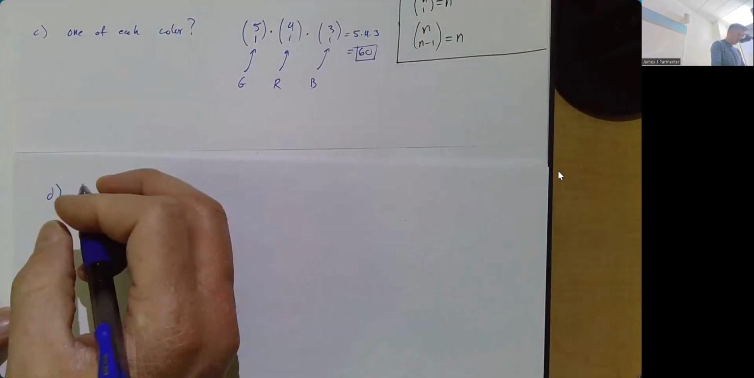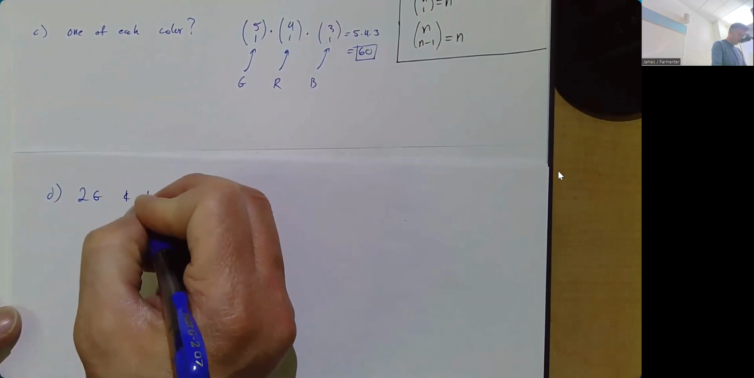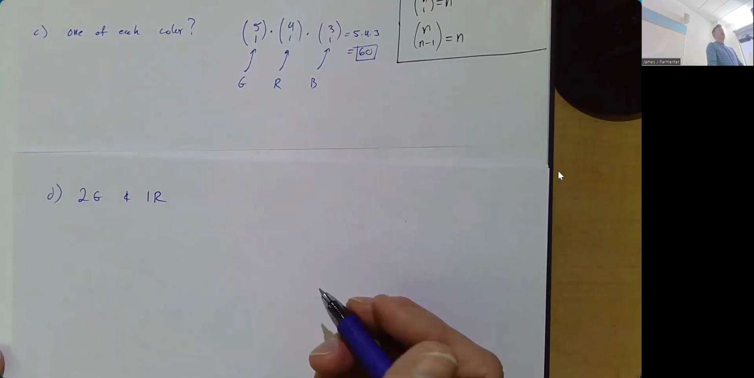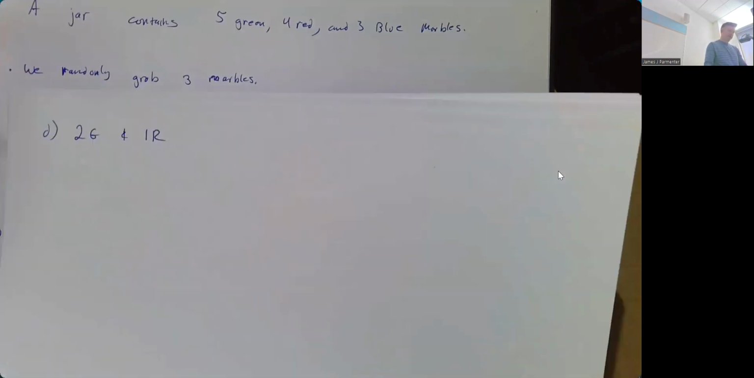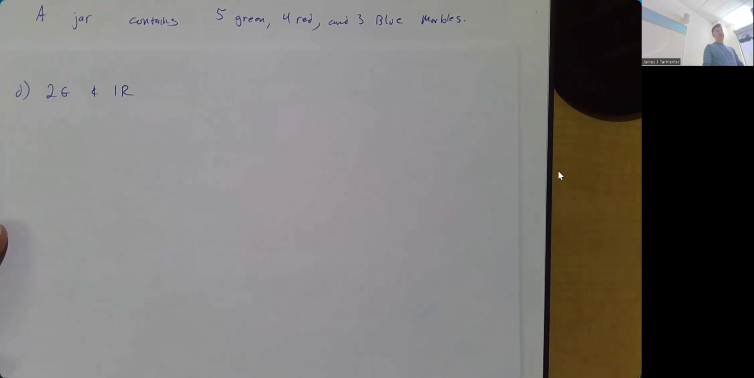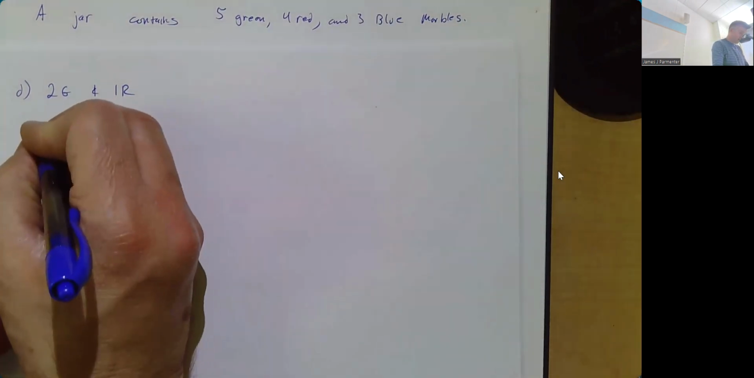What if I wanted 2 green and 1 red? Well, how many green ones are there? 5. There are 5 green ones. How many ways are there of choosing 2 green ones out of 5 green ones? And really the words almost tell you what the answer is. If I have 5 green ones and I want to choose 2 of them, order doesn't matter. 5 choose 2.